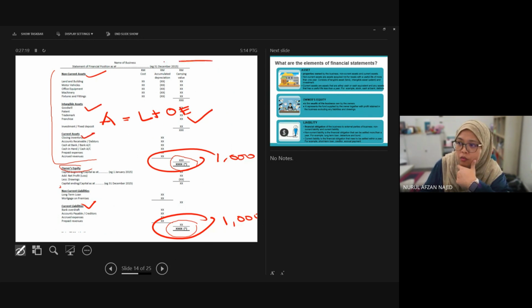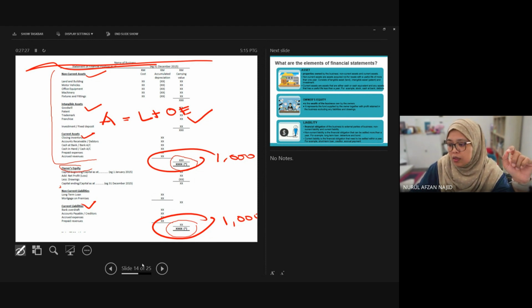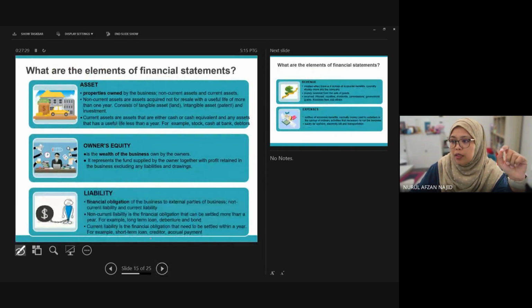Okay, so this is the format of financial position. Okay, berbeza dengan profit and loss tadi tu. Alright, so kita akan pergi.